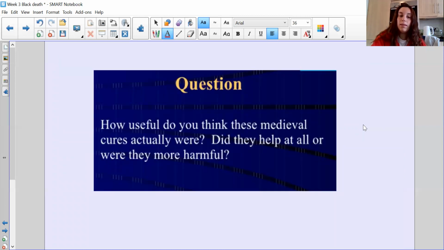How useful do you think these medieval cures actually were? Do you think they were helpful, or do you think they were more harmful? Have a little think.